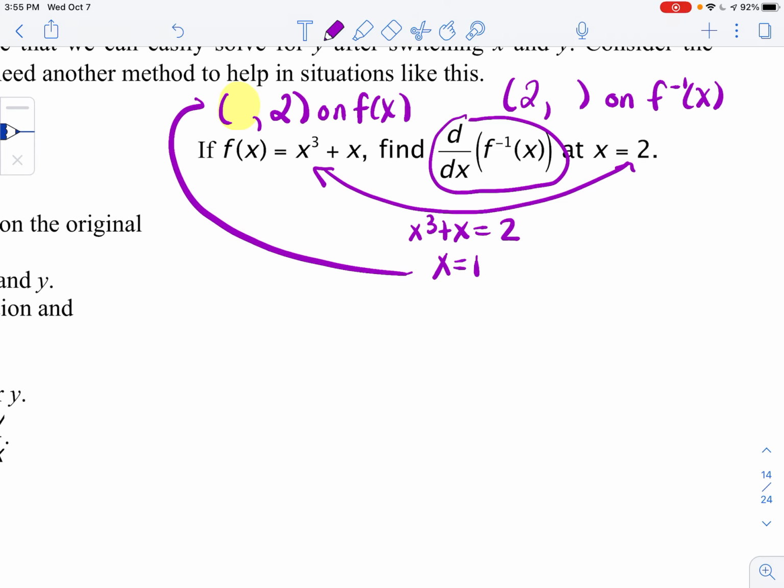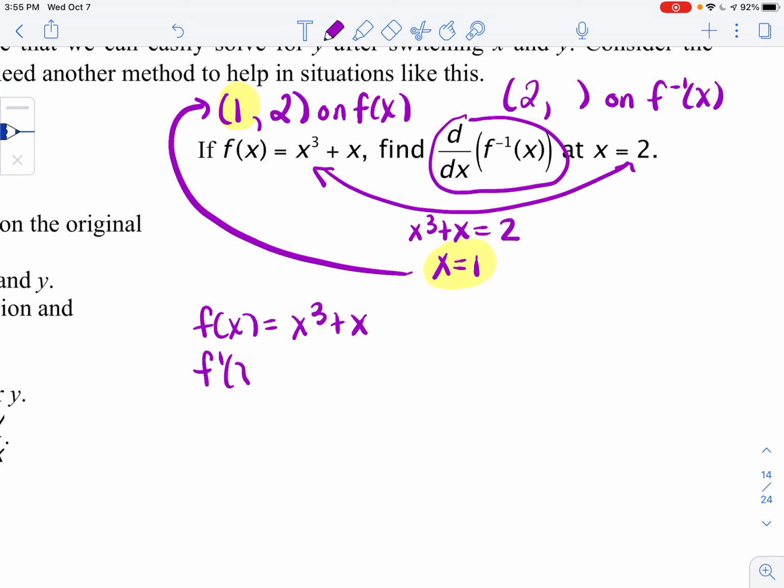So that means that I'm really dealing with the point (1, 2) on my original function. My original function, again, was x cubed plus x. The main idea is I want to take the derivative of the original function and find its reciprocal, and that's going to give me the derivative of the inverse. You just have to figure out what's the correct value to be plugging in.